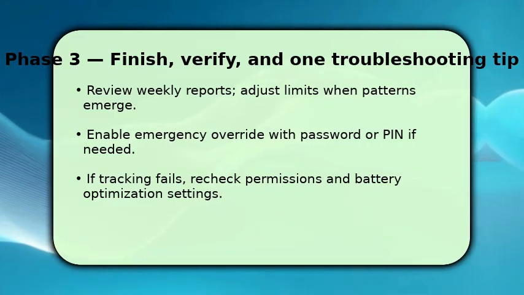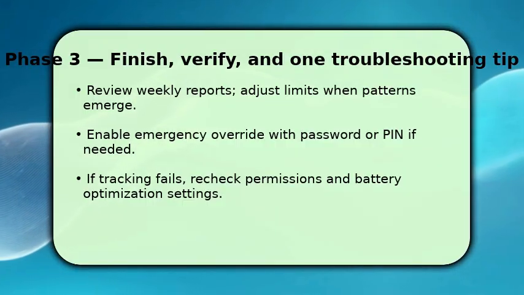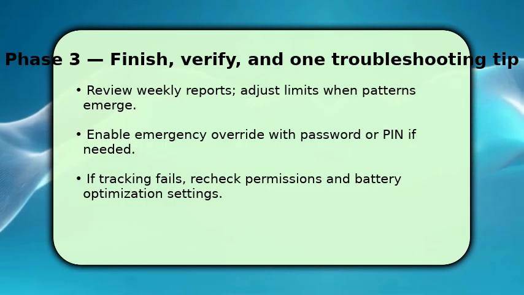If the app stops tracking, first check permissions and then battery optimization settings. Android often restricts background monitoring. If problems persist, restart the device and reopen the app. These steps usually restore monitoring quickly, preventing lost data and keeping your limits effective.